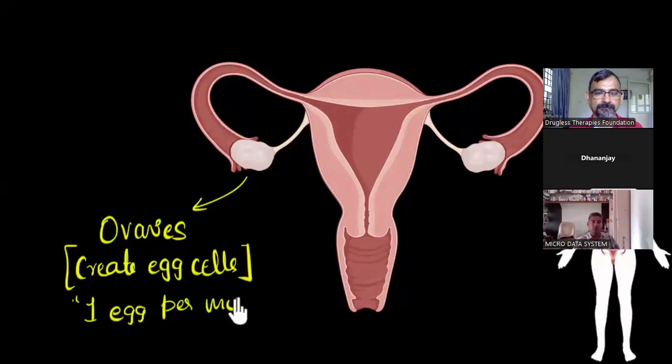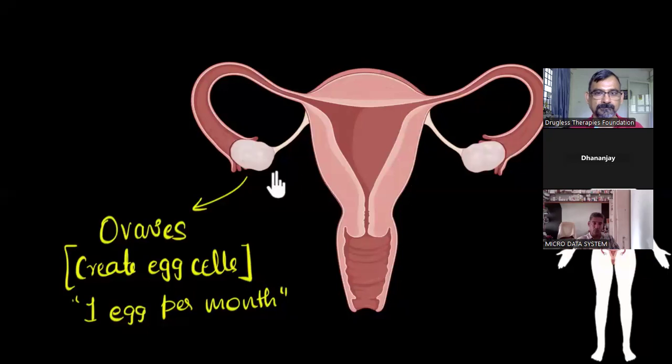One egg per month. Just to be clearer, whenever girls are born, they already have lots and lots of immature eggs in their ovaries. But it's only when they hit puberty that those eggs start maturing, and then about one egg is released per month. And if you're wondering, we have two ovaries, so will that be two eggs released per month?